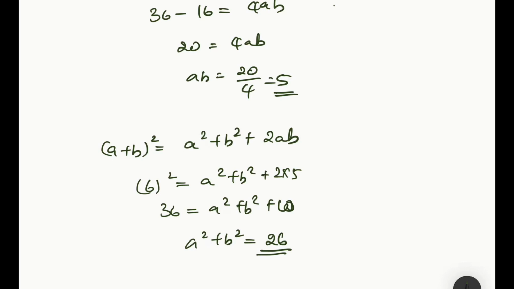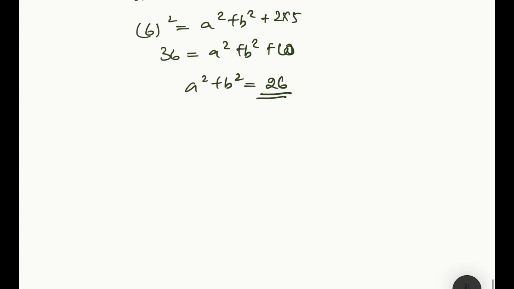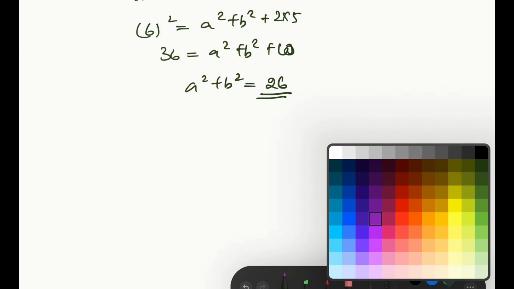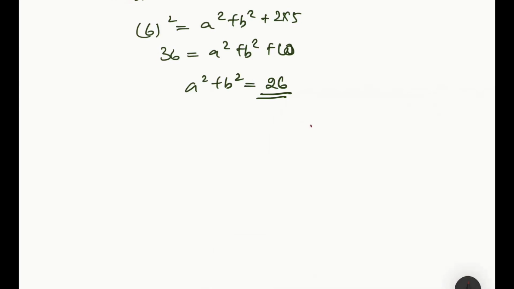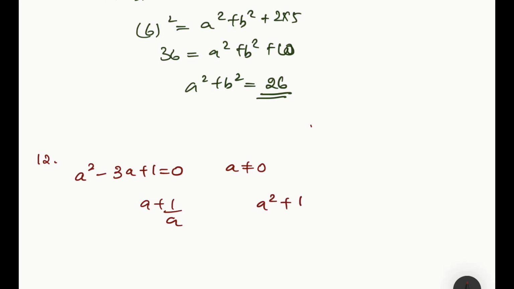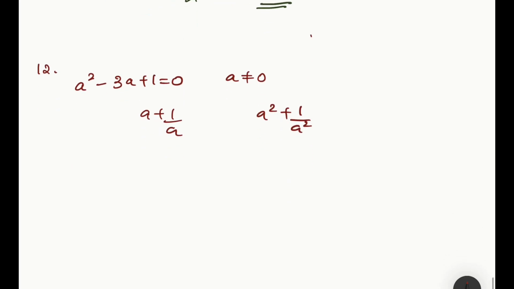Now similar way you can do the 10th and the 11th question. 12th question is little different. Let me do that now. Coming to the question number 12. If a square minus 3a plus 1 equal to 0 and a not equal to 0, find a plus 1 by a, okay, and a square plus 1 by a square. How will you find it out?